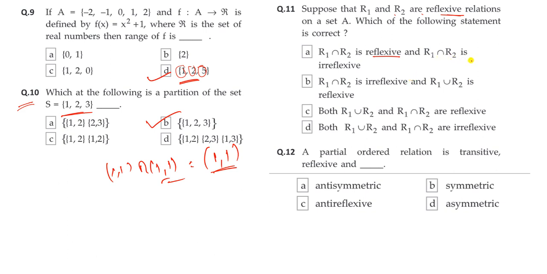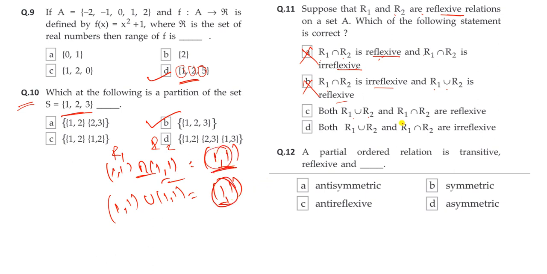R1 intersection R2: two conditions, R1 and R2 are reflexive. Is it possible that R1 intersection R2 is irreflexive? No. So you can eliminate this answer. R1 intersection R2 is irreflexive. R1 union R2 is irreflexive? No, it is not the answer. Both R1 union R2: here this is the R1 value, this is the R2 value. (1, 1) union (1, 1) is also (1, 1). Intersection also (1, 1). So both are reflexive. So R1 union R2 and R1 intersection R2 are both reflexive, not irreflexive. Okay, so option C is the correct answer.